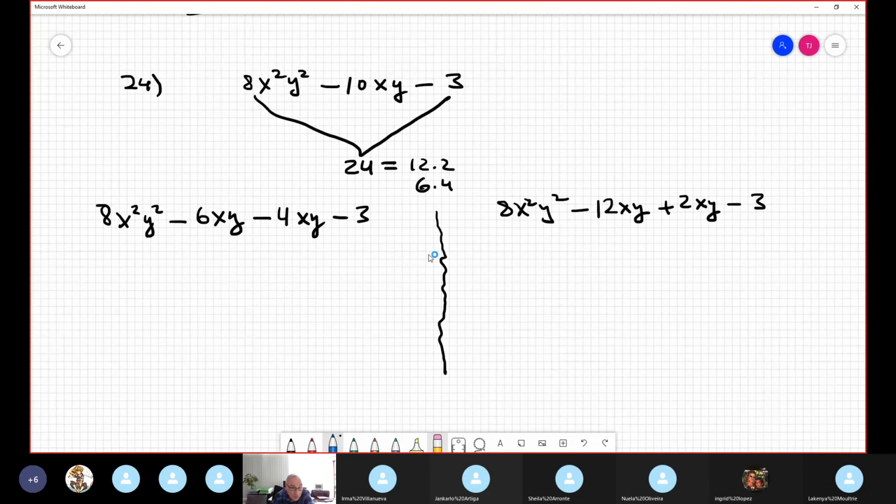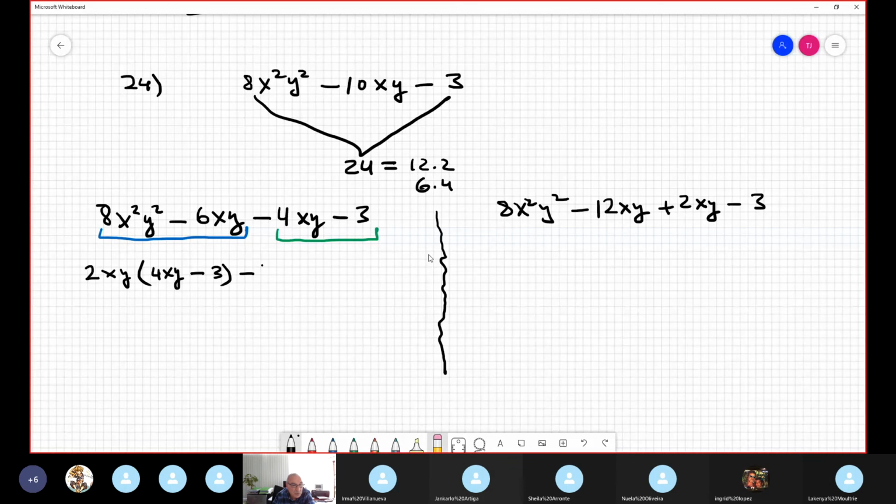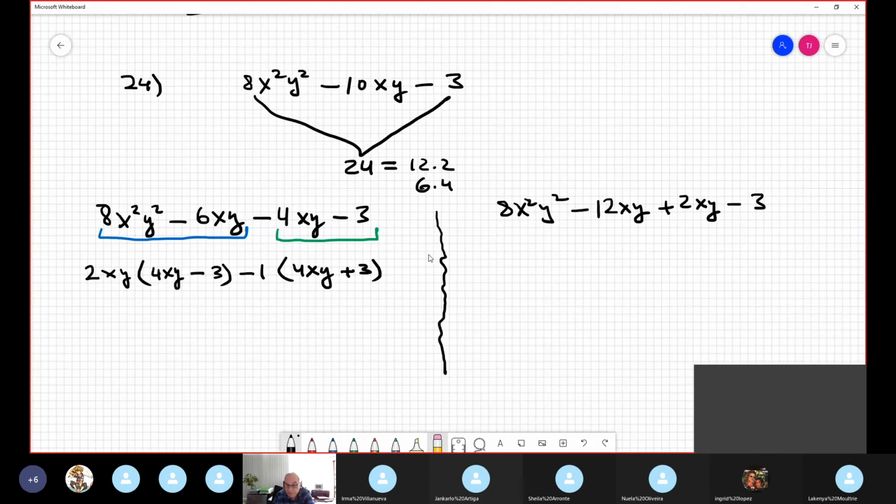Let's try. GCF in the first couple, GCF in the second couple. The GCF in the first couple is 2xy, correct? 4xy minus 3. And the GCF here is minus 1, 4xy plus 3. Mine is bad, because 4xy minus 3 is not equal to 4xy plus 3. Okay, this is good.